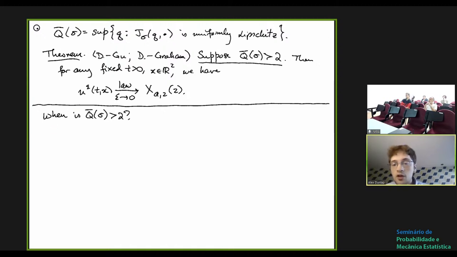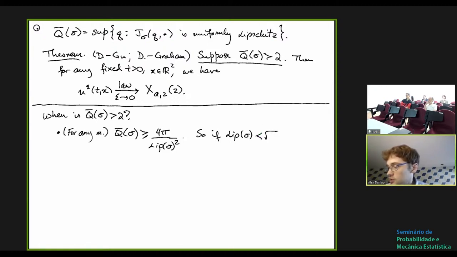We don't yet have a complete result to this question. In fact, in higher dimensions, we don't know too much yet; it's work in progress. The one thing we do know, which is a quite general result but not the best result we can expect: for any M, Q bar of sigma is greater than or equal to 4 pi divided by the Lipschitz constant of sigma squared. So if the Lipschitz constant of sigma is strictly less than square root of 2 pi, the same square root of 2 pi that showed up in the linear case, then Q bar of sigma is greater than 2. This exactly matches the linear case.